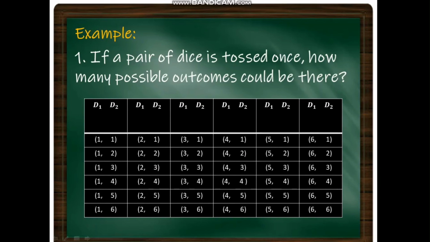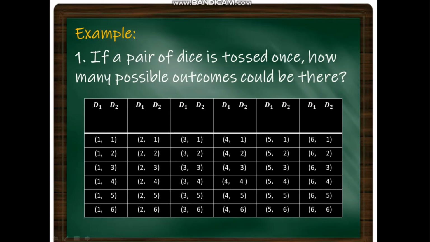So, yung D sub 1 is equivalent to your die 1 or the m ways. D sub 2 is equivalent to die 2 or the n ways. Posible po sa paghagis mo ng die, ang lumabas is 1 and 1. Pwede rin, 2 and 1, 3 and 1, 4 and 1, 5 and 1, and 6 and 1. At pwede rin pong 1 and 2, 2 and 2, 3 and 2, 4 and 2, 5 and 2, and 6 and 2, hanggang sa makarating sa last part which is 6 and 6.